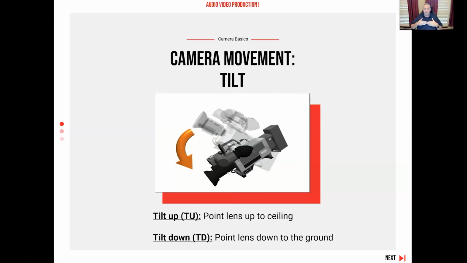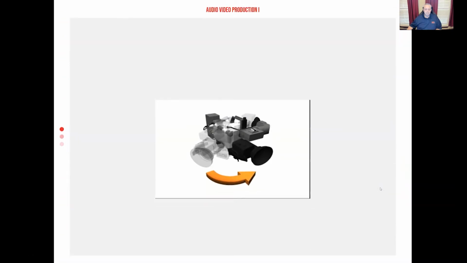So our first camera movement is tilt. If you were to take your head and look straight up, and look straight down, that's basically what tilting is. It's making the camera move up and down. Okay? Look at our definitions there. Tilt up, oftentimes you will see in scripts and other things, TU. That's a tilt up, which stands for point lens up toward the ceiling. Tilt down, point lens down toward the ground. So that's your tilt movement.